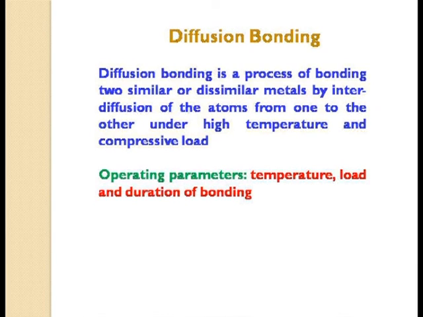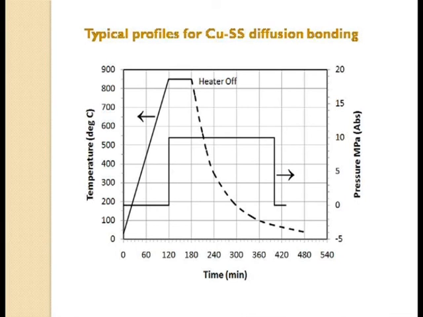Then the conditions are that you have to find out what temperature you should use, what load you have to use, and the duration of bonding. These three are the main parameters, and usually during diffusion bonding we use this type of heating profile. In this diagram, the temperature goes to about 850 degrees centigrade. We are slowly heating, and it takes about 2 hours to reach 850 degrees centigrade.